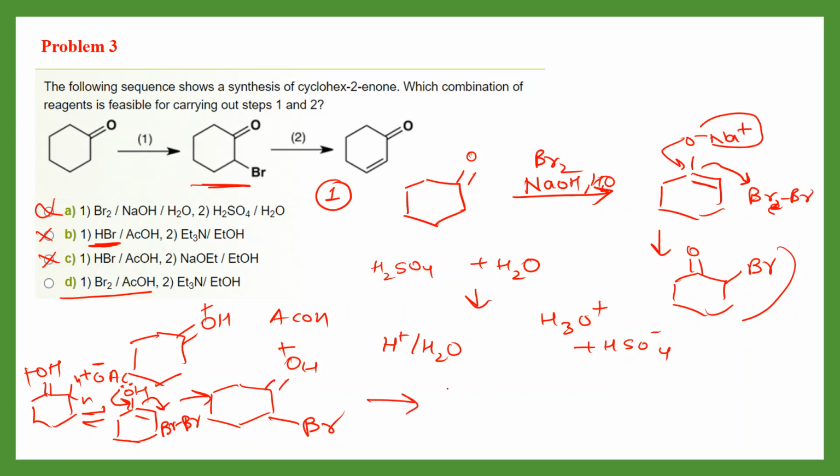In the next step, base is given. So what will the base do? Fast, students. The base is going to abstract a proton from here. It will go there and it will knock off your bromine and will result in the formation of this cyclohexenone.